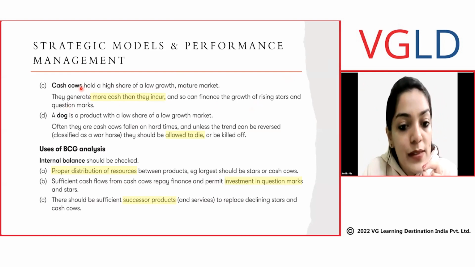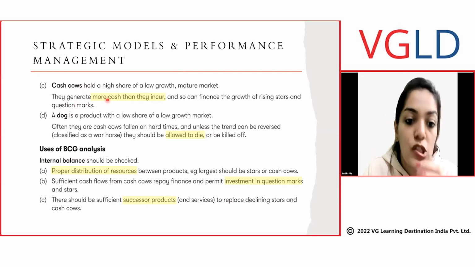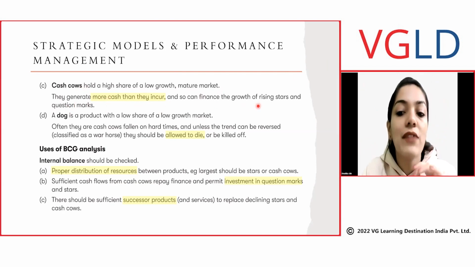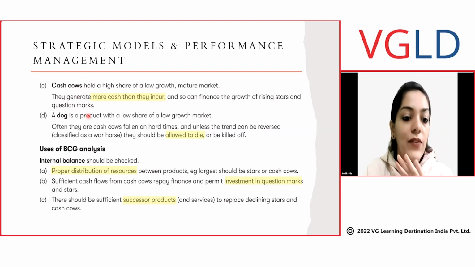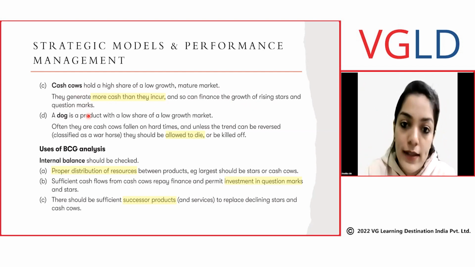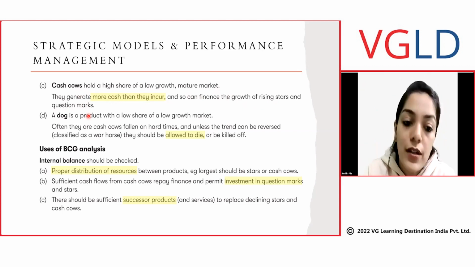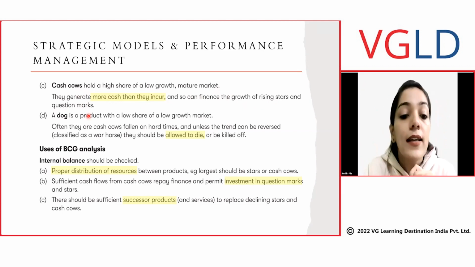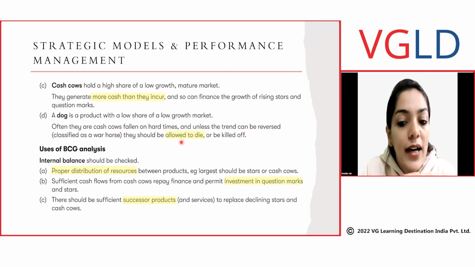And that cash cow business is something which is generating more revenue than the expenditure. They generate more cash than they incur, and so can finance the growth of rising stars and question marks. Clear? And finally, we have a dog. A dog is a product with low market share in a low growth market. They are often allowed to die, which means the business is shut down. Often they are cash cows fallen on hard times, and unless that trend can be reversed, they should be allowed to die or be killed off. So that is a dog.